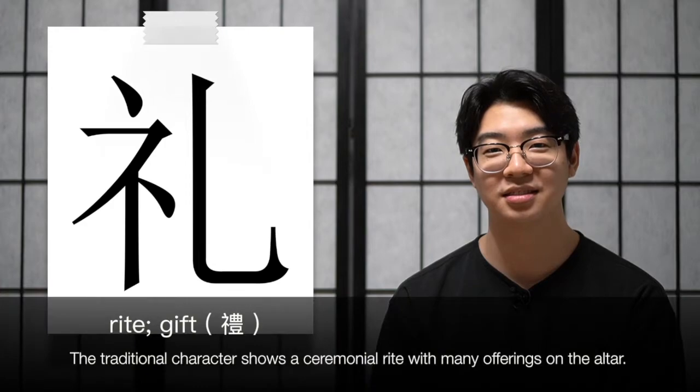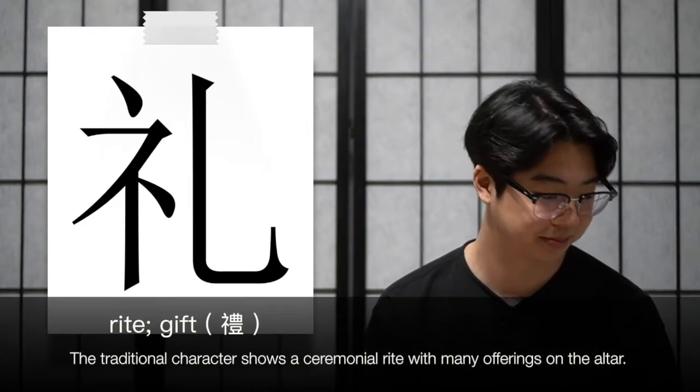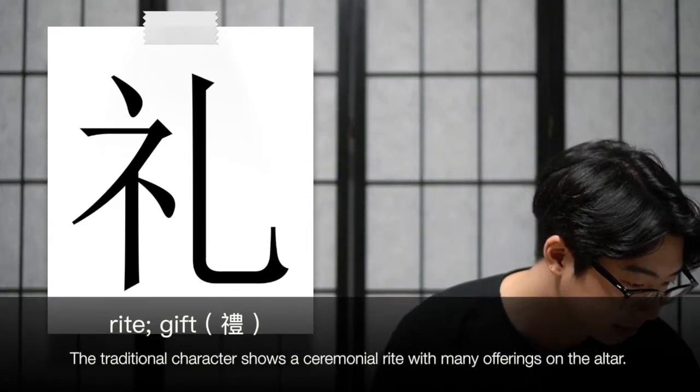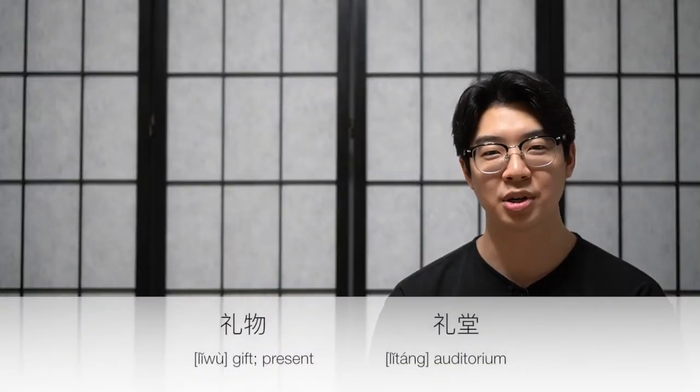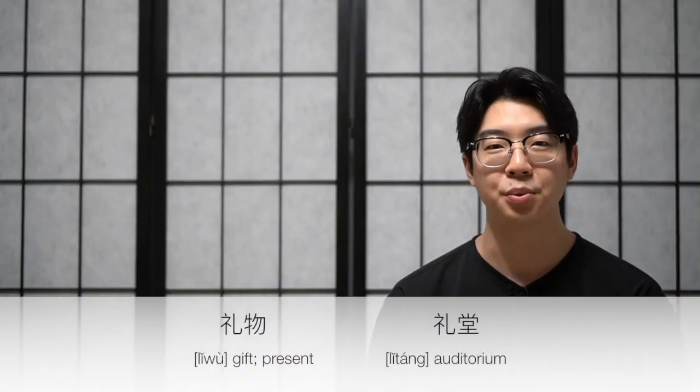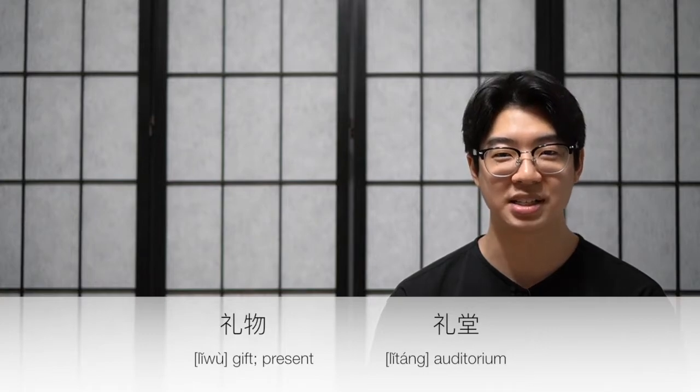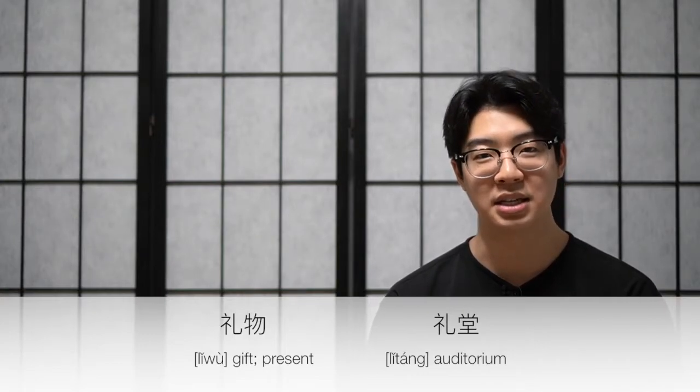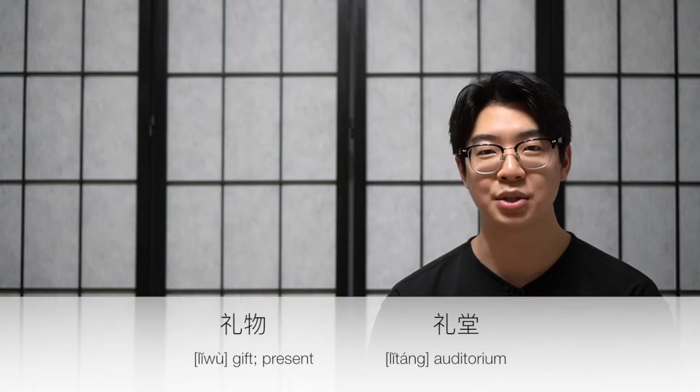The character on the right actually doesn't have a specific meaning and can be interpreted based on context. In this case, it provides the character with its pronunciation. It is used in these words, 礼物, which means gift or present, and 礼堂, which means auditorium. Let's see the next character.